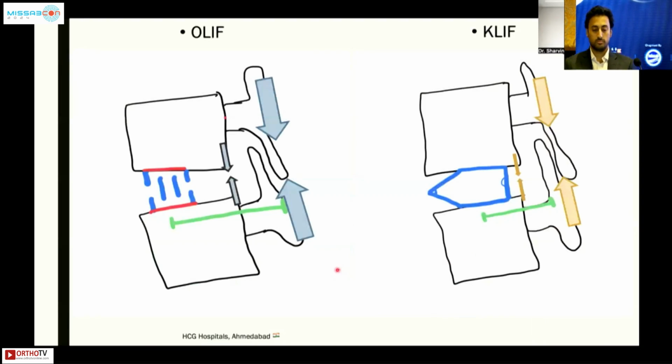The increase in the segmental lordosis in the OLIF group can be attributed to the lordotic cage design and the anterior placement of the cage, which gives a long lever arm when compression is applied after posterior percutaneous fixation is done. As we can see in the other group, the lever arm is short and the compression can give lordosis but less as compared to the OLIF group.